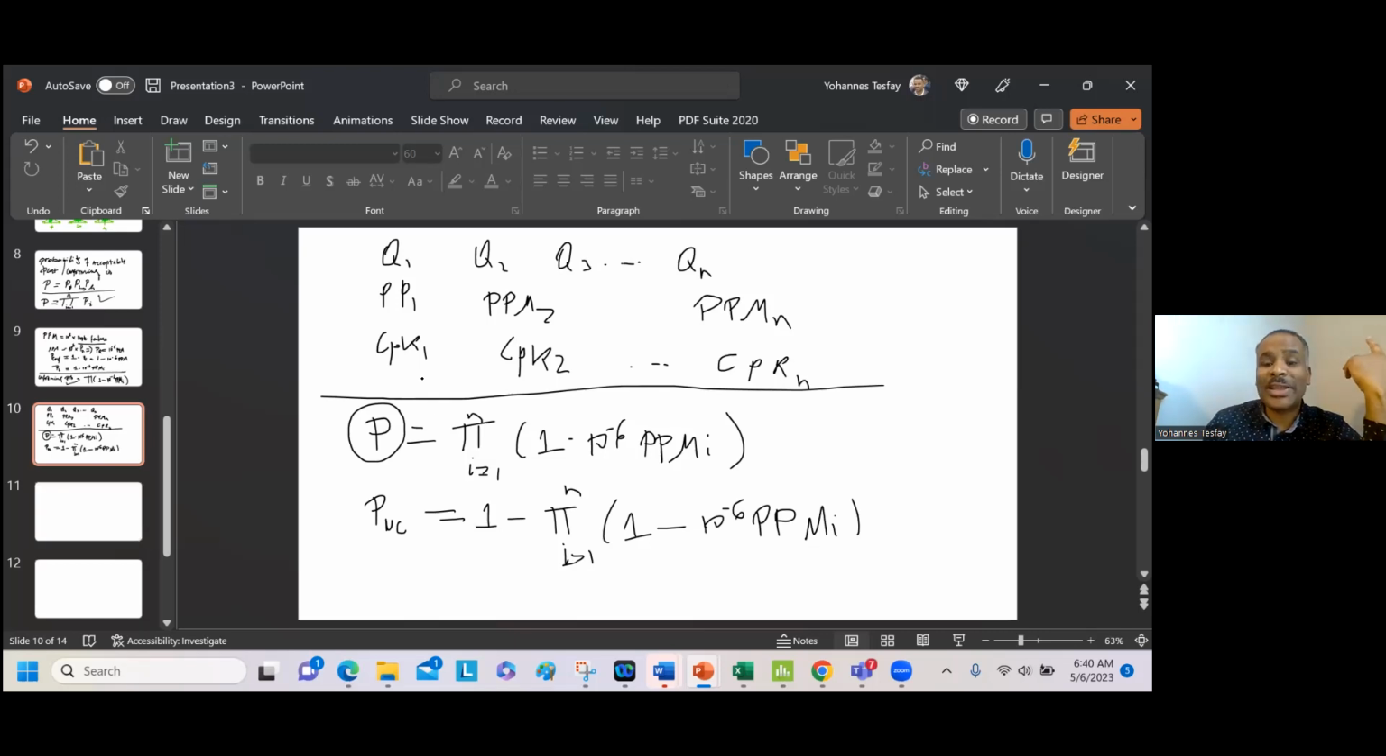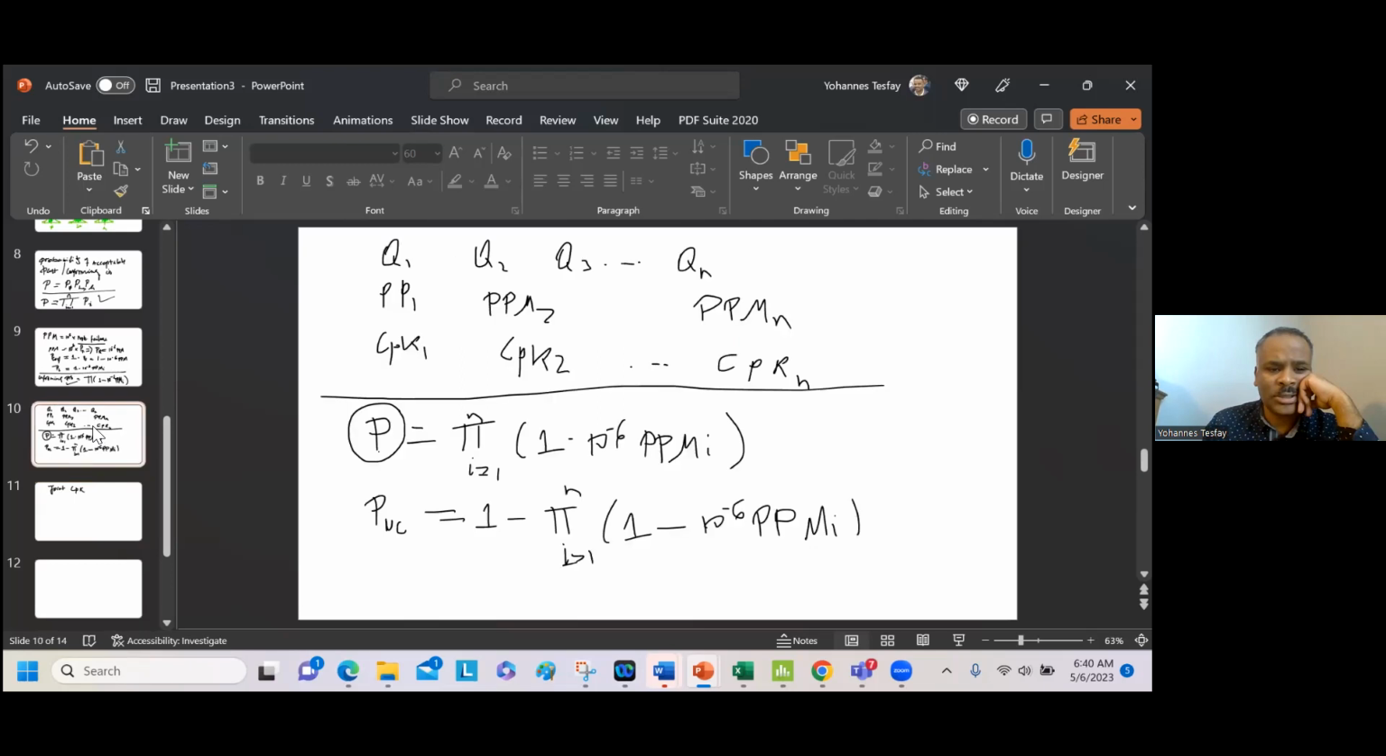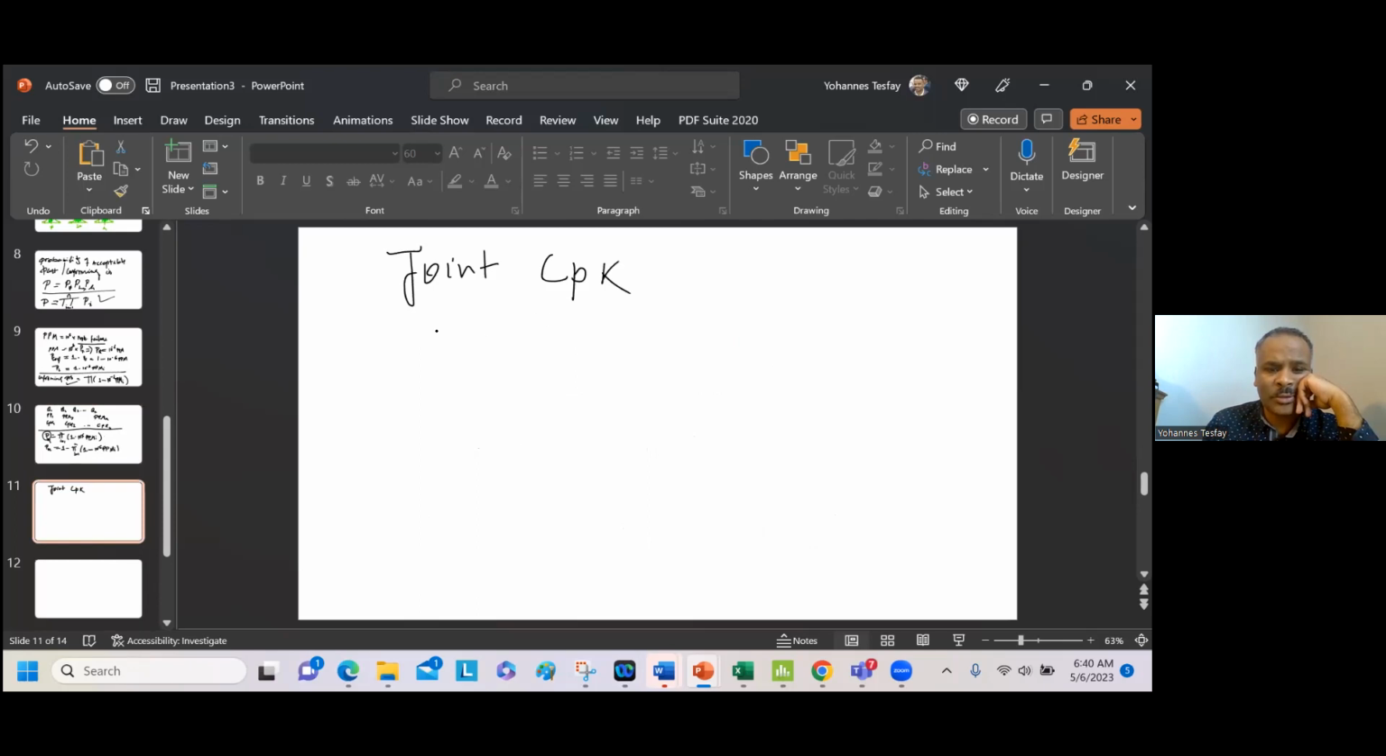That's what it is. Then, from this probability, we're going to take the inverse of this P. Joint CPK is calculated by, we have this P, then the inverse of, we're going to Z equals the inverse of the normal distribution.